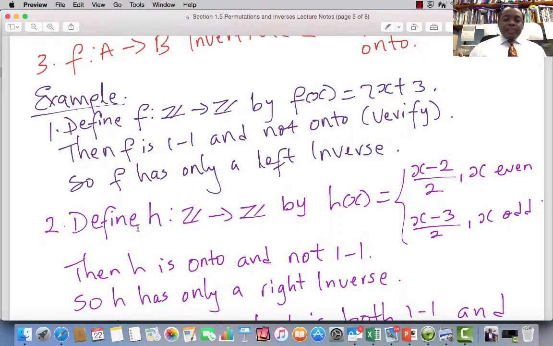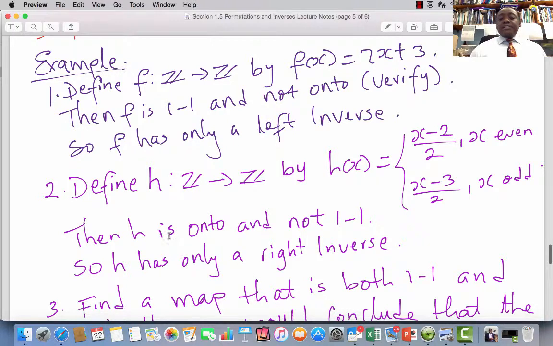Example 2. Define the function h from Z to Z. Again, our non-empty set A here is the set of integers, Z, by h of x equals x divided by 2 if x is even, x minus 3 divided by 2 if x is odd. Then verify this, of course, that h is onto, but h is not 1 to 1. In other words, h has only a right inverse.